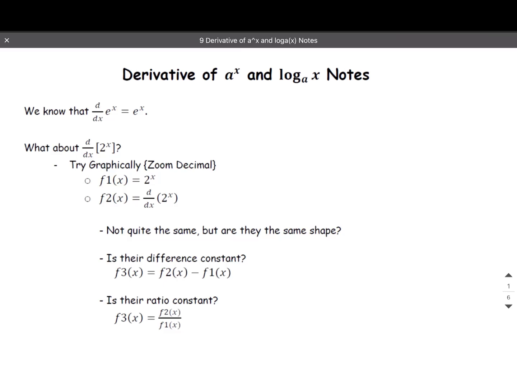Hi guys. Okay, so today we're going to look at the derivative of a to the x, which is a number with x in the exponent, and log base a of x. Now we know that the derivative with respect to x of our natural exponential function e to the x is e to the x. Well, what if we want to know the derivative with respect to x of 2 to the x? We change the base. Let's go to our calculator and see what we come up with.